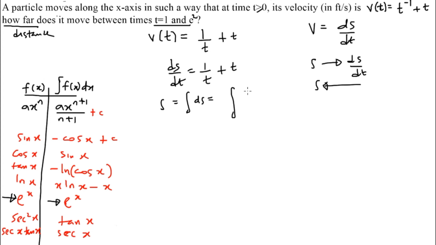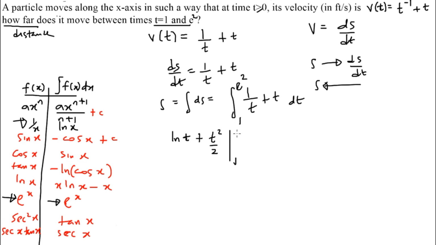So I will have the integral of 1 over t plus t, but it has a limit. It's starting from 1 to what? Exponential 2. So if I integrate 1 over t, anytime you integrate 1 over x, you will have ln x. The reason is because if you differentiate ln x, you will have 1 over x. So if I integrate 1 over t with respect to t, I'll have ln t. If I integrate t, I will have t squared over 2, and my limit ranges from 1 to what? Exponential 2.